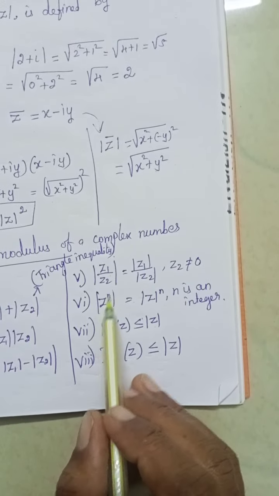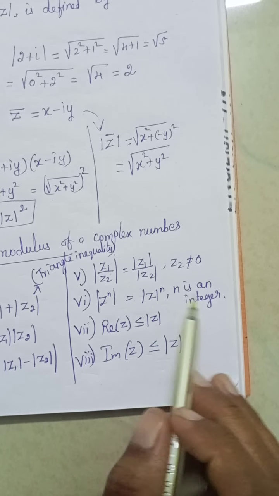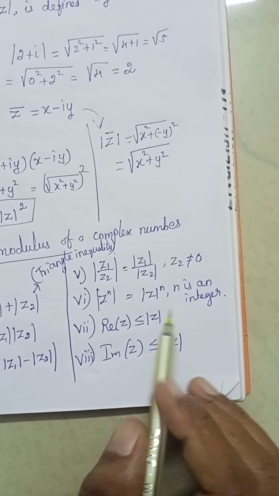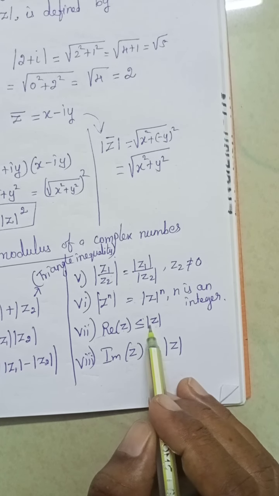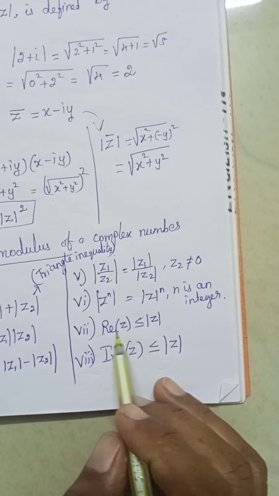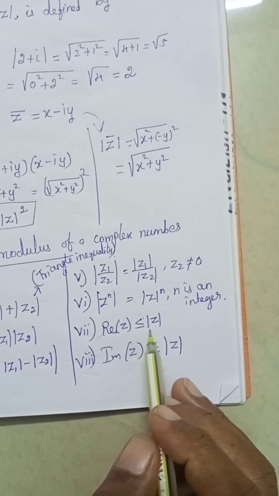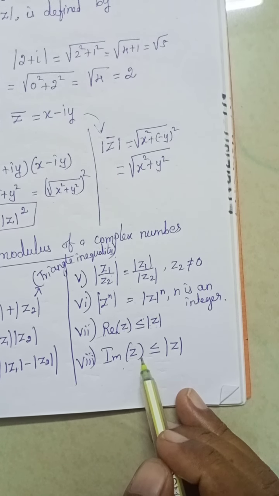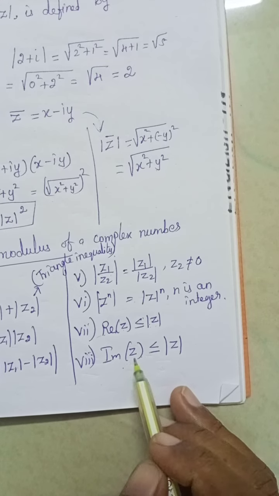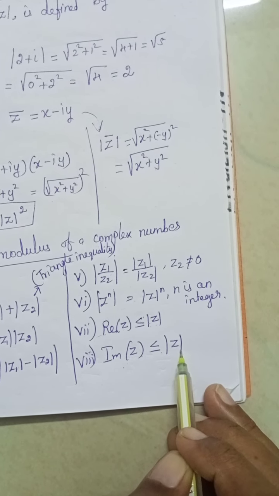Now, the modulus of z power n is equal to modulus z the whole power n, where n is any integer. And the real part of z is always less than or equal to modulus z. The real part of z is actually x, isn't it? So that will always be less than or equal to modulus z. In the same way, the imaginary part of z is y, and that y will always be less than or equal to modulus z.